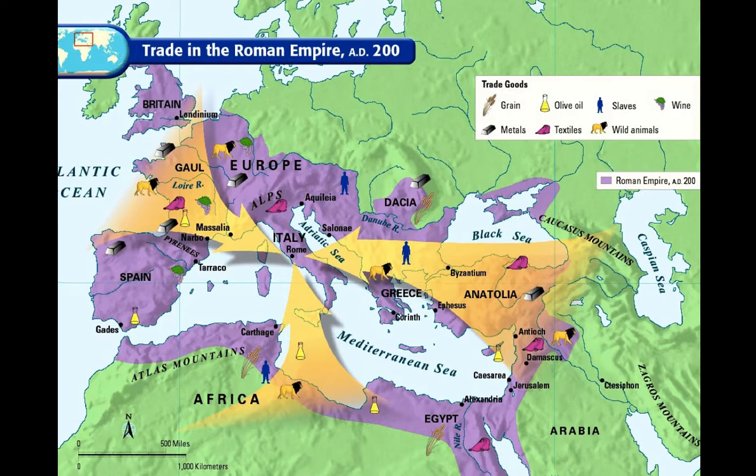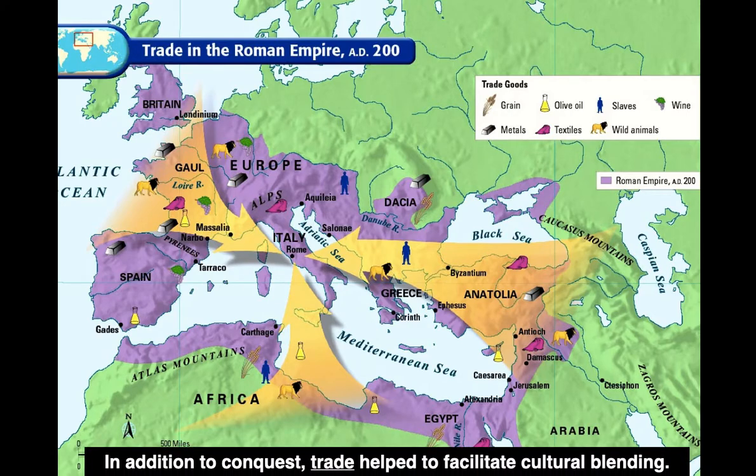Trade in the Roman Empire. So we look at this cool map. Grain, olive oil, slaves, wine, metals, textiles, and wild animals in the upper right-hand corner. And you can see this is a legend, so you can look at different places in the Roman Empire where they got things. Olive oil down in Egypt was taken and brought into Rome. All these things, metals, textiles, animals, olive oil, metals especially, all brought into Rome through these different territories.